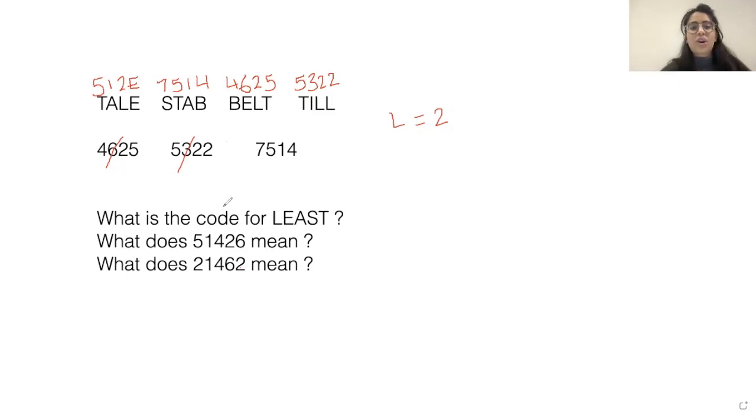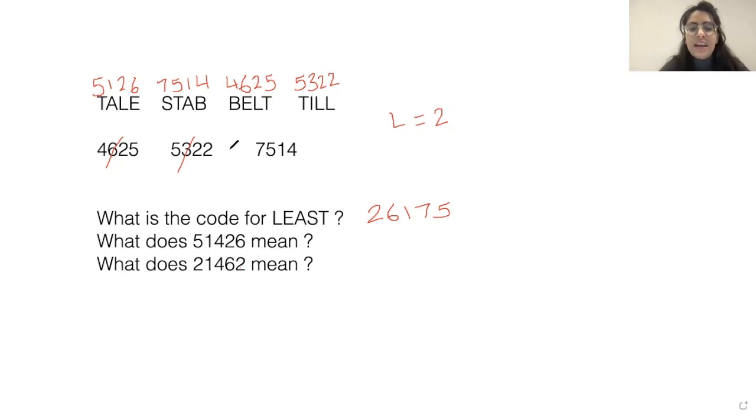So what is the code for least? Okay, so we know that L is 2, so we'll put a 2 here. We know E represents 6, so we'll put a 6 here. We know A represents a 1, so we'll put a 1 here. We know S represents a 7, so we'll put a 7 here. And we know T represents a 5, so we'll put a 5 here. Great.